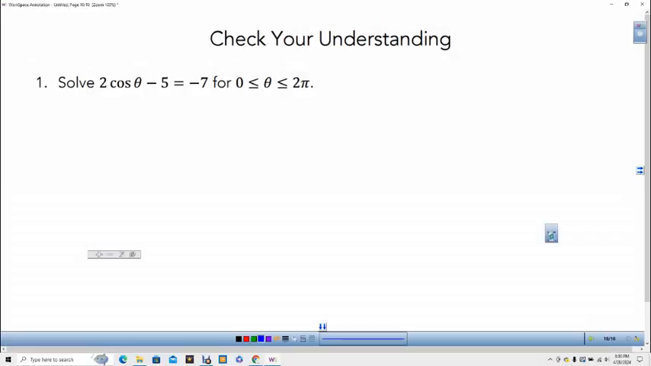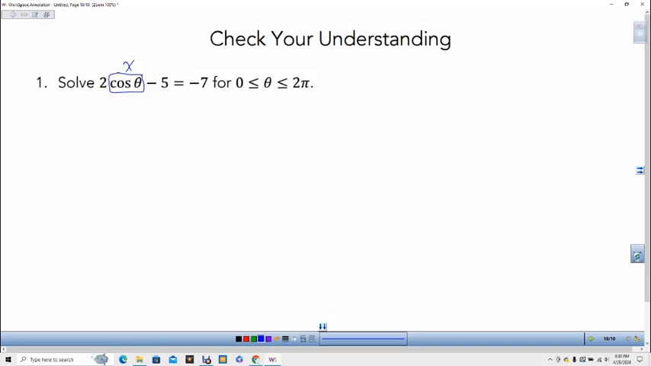All right, so number one: solve 2 cosine theta minus 5 equals negative 7 for theta between 0 and 2 pi. While this may look really confusing, here's all you're going to do. You're going to treat cosine theta for now like a variable. Treat it like x. So you literally have 2x minus 5 equals negative 7. The only time that you're going to treat this thing any differently is once you have it isolated.